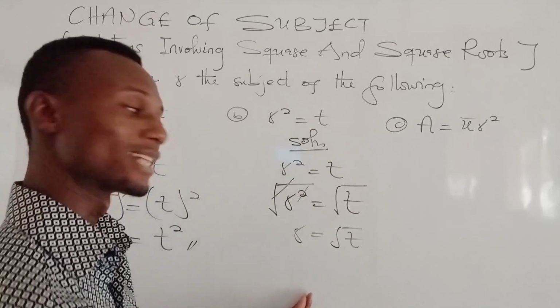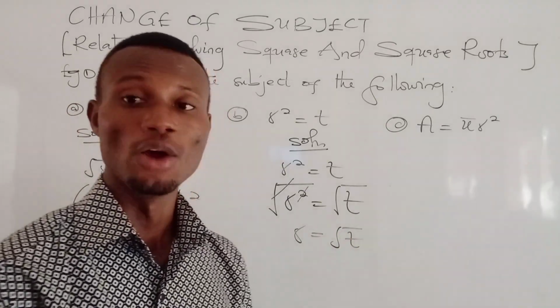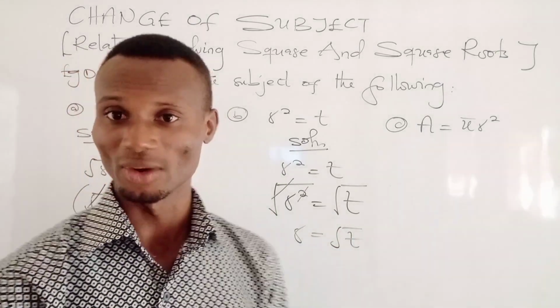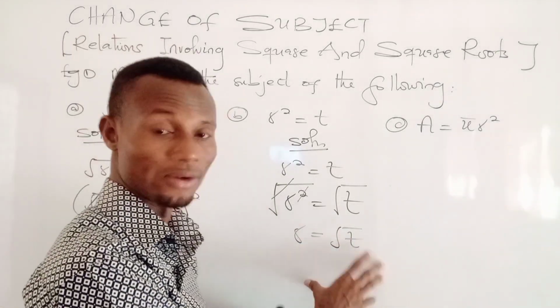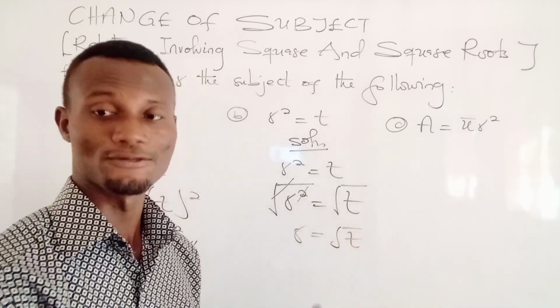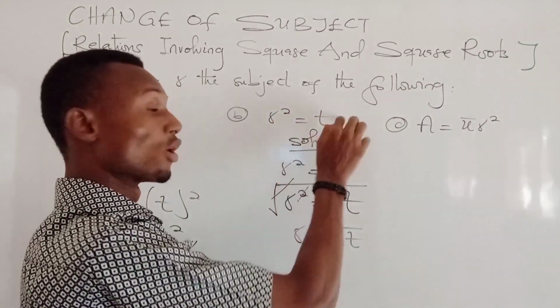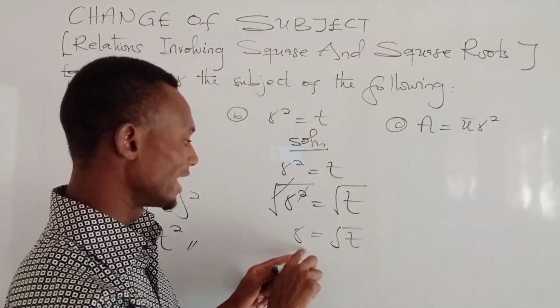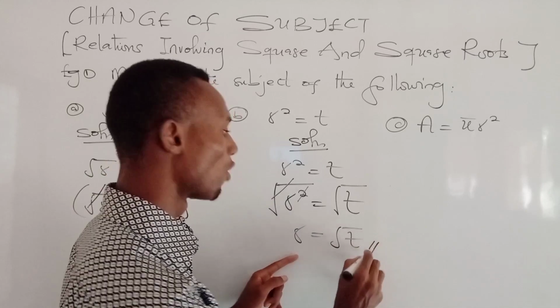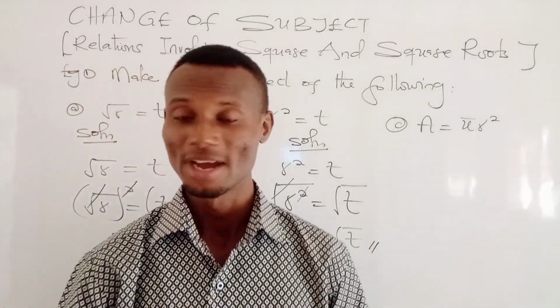Okay, and you can see that r is standing alone from this given equation, so it means we've made r the subject. You can see nothing is attached to r. R is standing alone from the given equation, so that is our answer for making r the subject from the equation r squared equals t. So our final answer is r equals square root of t. I hope the explanation is clear enough up to this point.